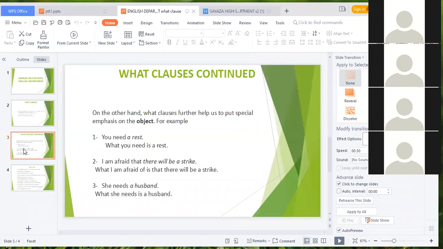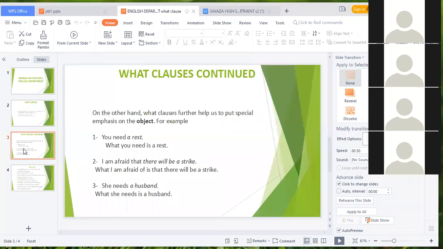So you need a rest. We can tell you here to write beginning with what. So you shall rewrite and say, what you need is a rest. This time we are not emphasizing the subject, you, but we are emphasizing the object, what you need. So what you need is a rest.